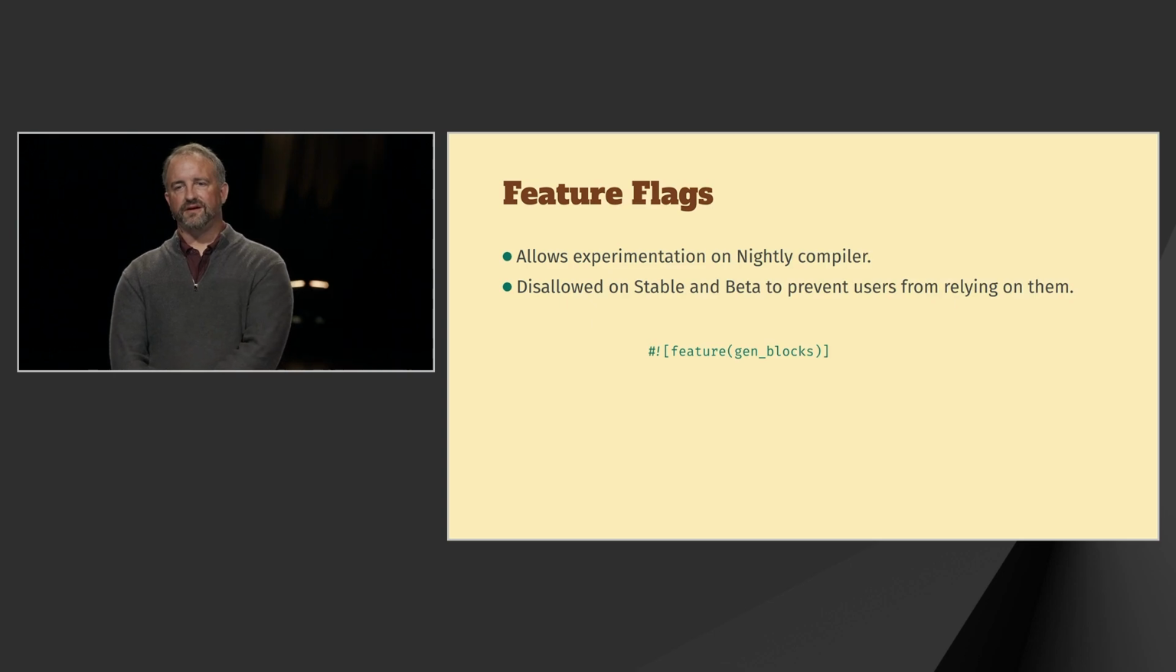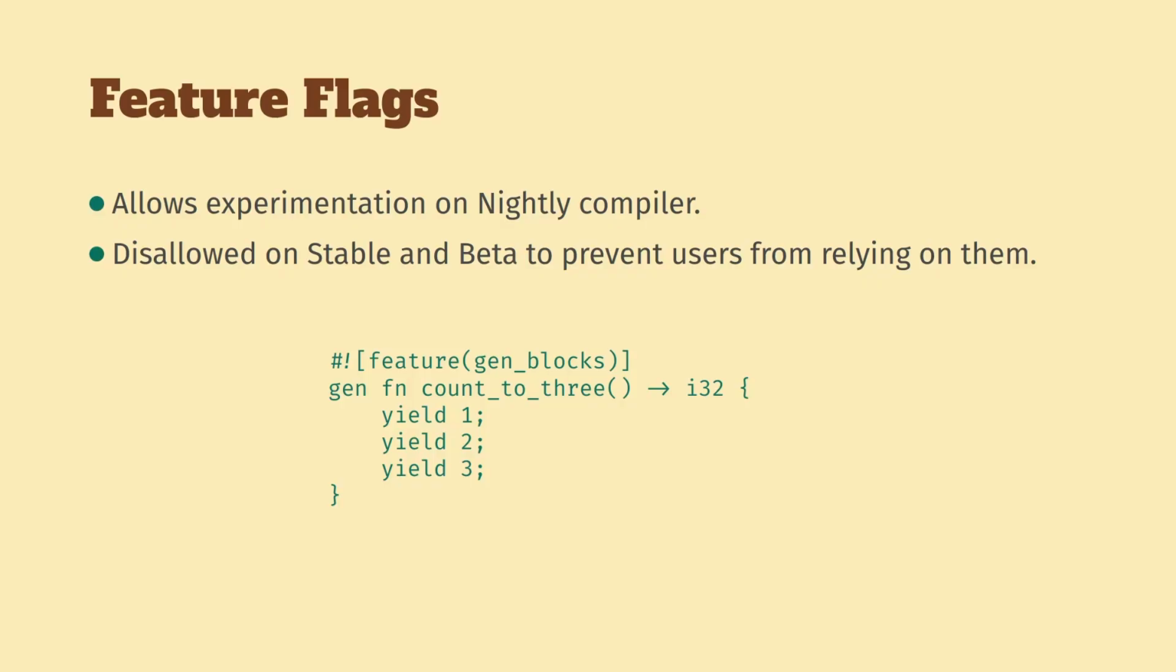One example, a feature we're working on now is generator blocks. You can enable that by adding this gen blocks annotation here. And that lets you write functions like this. So we can write gen fn count to 3, we yield 1, yield 2, yield 3. A nice simple way to count to 3. This is familiar if you're in languages like Python or JavaScript, many languages have generators, and I'm looking forward to seeing them in Rust as well.